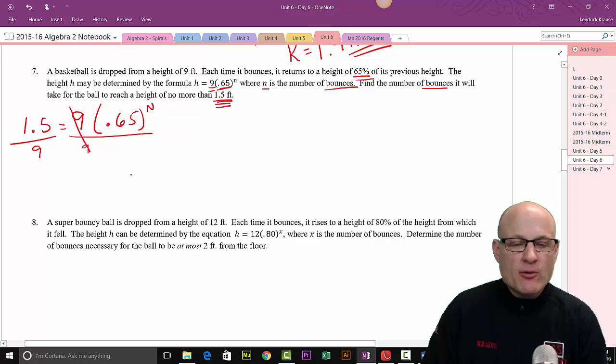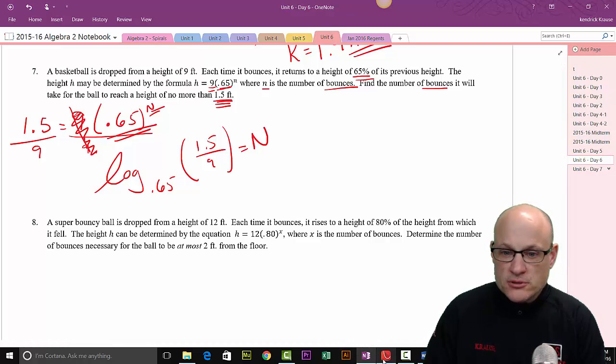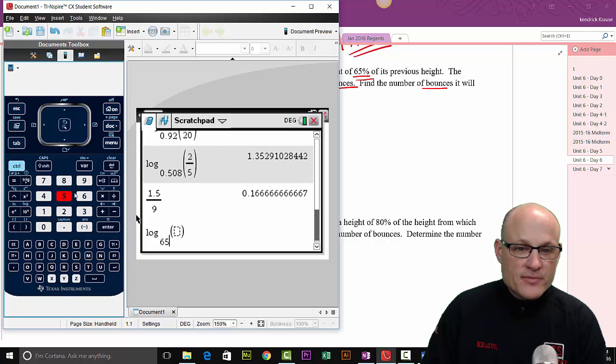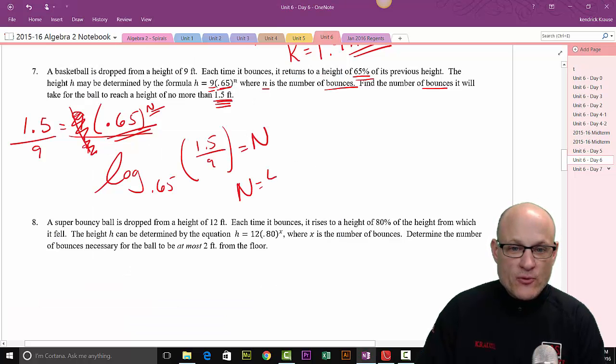Doggone it. Okay. So anyway, now this stuff doesn't exist here. I've got a base. I've got an exponent. So I'm going to turn it into a logarithm. Log base 0.65 of this fraction, 1.5 over 9, is equal to n. All right. Log base 0.65. Ooh, that would be really bad if I forgot the decimal. Of 1.5 divided by 9. 4.15.